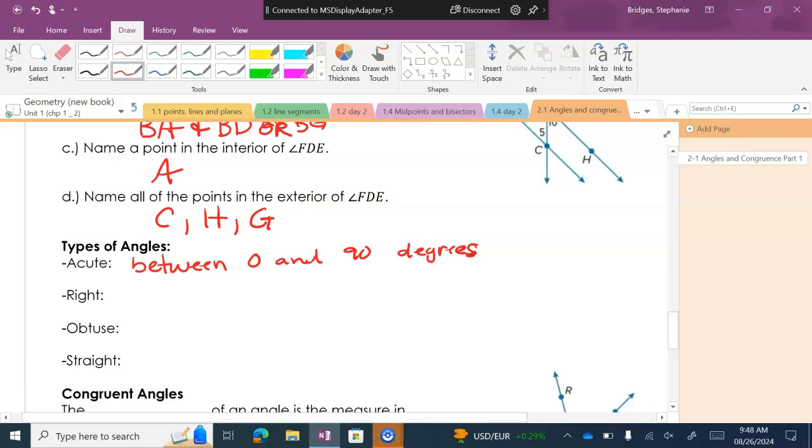You're going to be asked to classify angles. Oh, it's acute. That means it's small, right? If I were to draw an acute angle, I would usually just draw it something like that, okay? Something smaller than 90 degrees.